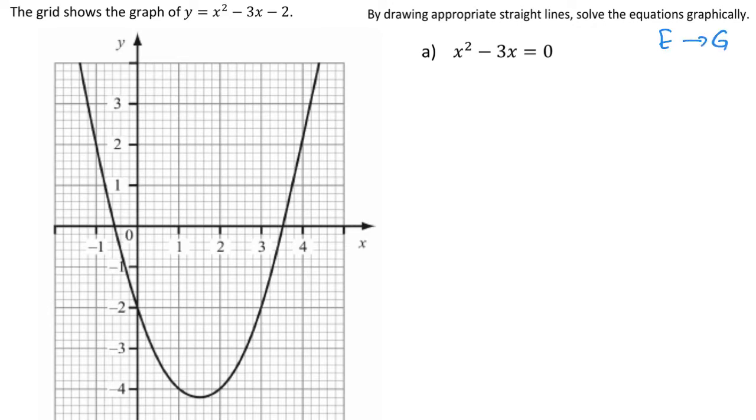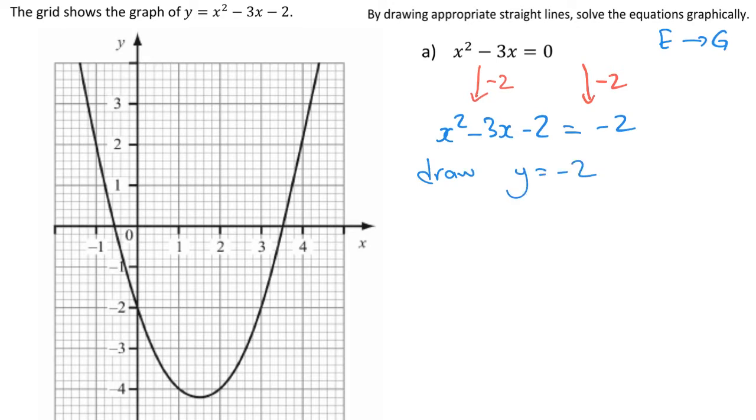So the left-hand side of the equation, we want to have x squared minus 3x minus 2. So we need to ask, how do we get from x squared minus 3x to x squared minus 3x minus 2? And that's by taking away 2. Now if we do that on the left-hand side of the equation, we need to do it on the right-hand side. So if we do 0, take away 2, we get minus 2. So that means we have to draw the graph of y equals minus 2. And where the lines y equals x squared minus 3x minus 2 and y equals minus 2 meet, that will be our solution.